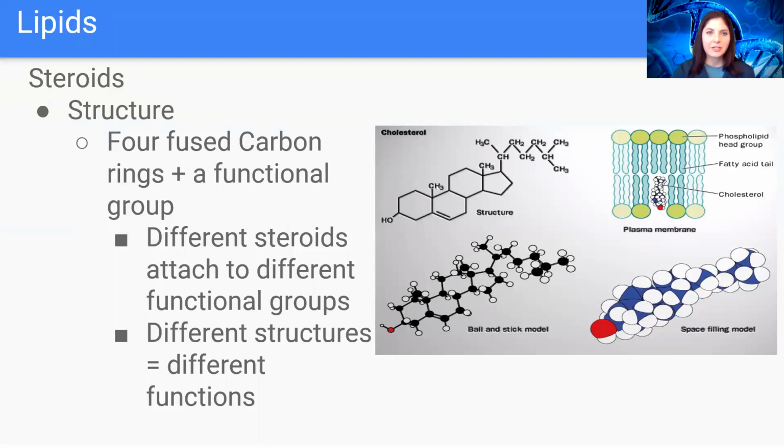So the structure of a steroid, we have our 4 fused carbon rings, and then we have a functional group. Kind of like amino acids, those functional groups or the R groups in amino acids are going to give them their individualized properties. So in steroids, those functional groups are going to make one steroid different from the other. Different steroids are going to attach to different functional groups. Different functional groups have different structures, and when we have different structures, it leads to different functions that happen throughout our body.